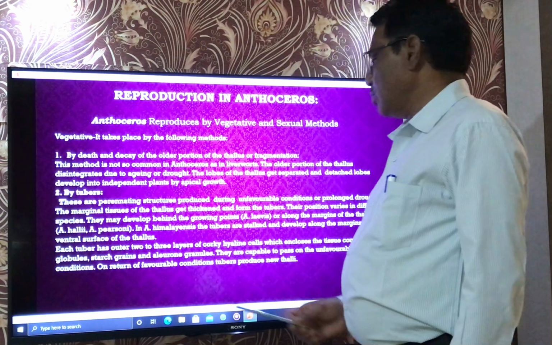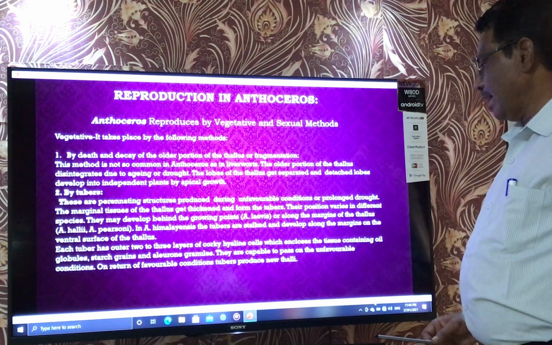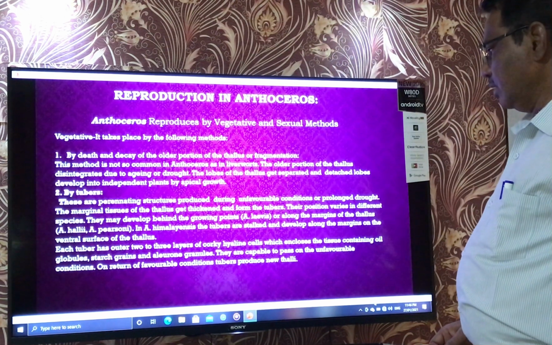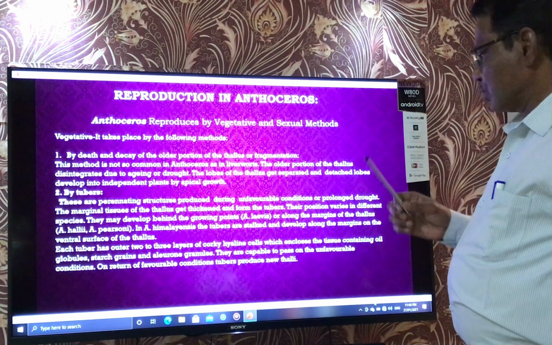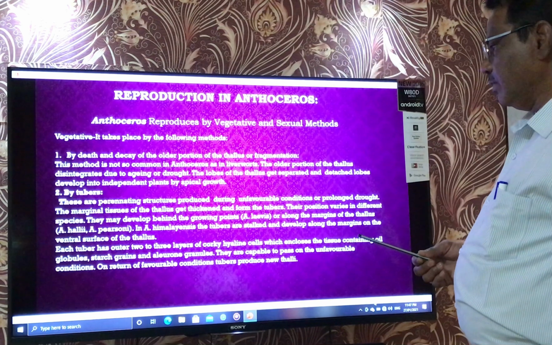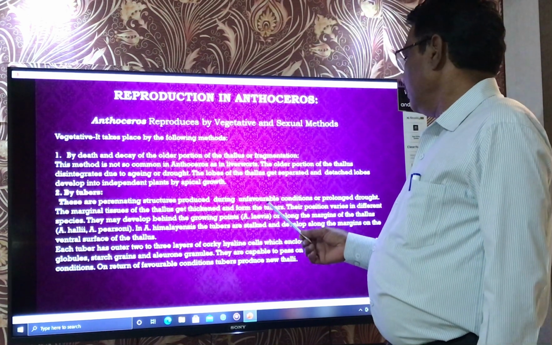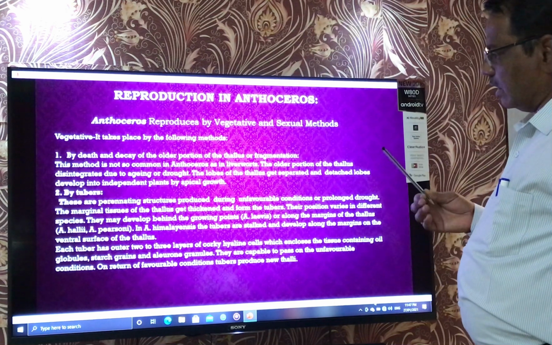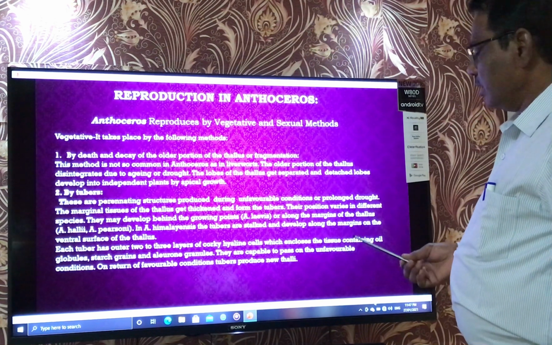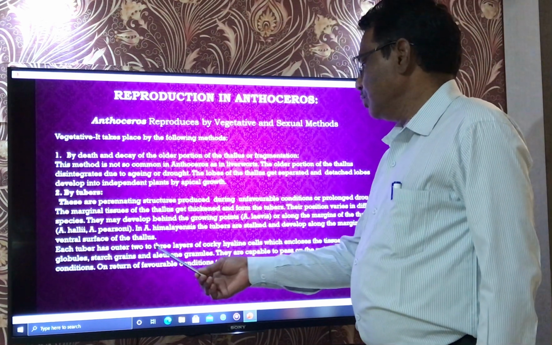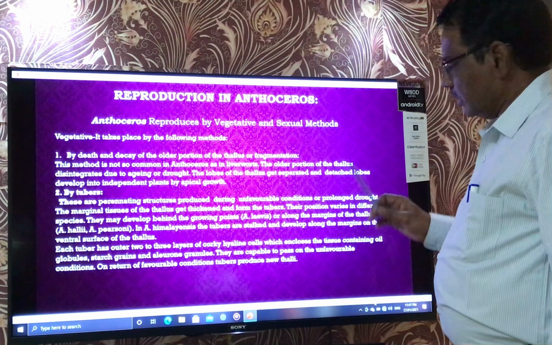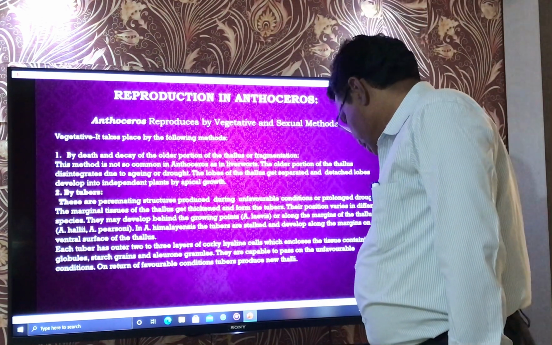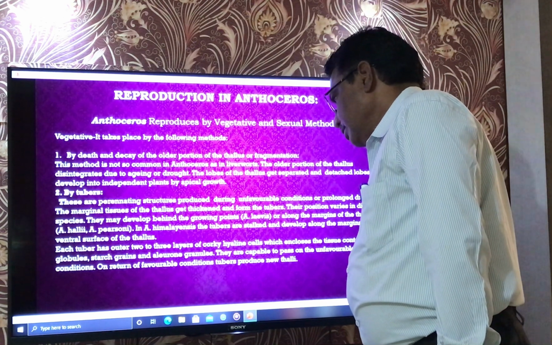Now each such tuber has outer 2 to 3 layers of corky hyaline cells, which enclose the tissue containing oil globules, starch grains and aleurone granules. So these are the storage products, and they are capable of passing through the unfavorable conditions. As they are developed during unfavorable conditions or prolonged droughts, the entire thallus degenerates, dries, wilts and is destroyed. But due to the outer 2 to 3 layered corky hyaline cells, the tuber remains in a dormant condition, and on return of favorable conditions, tubers produce new thalli of Anthoceros.